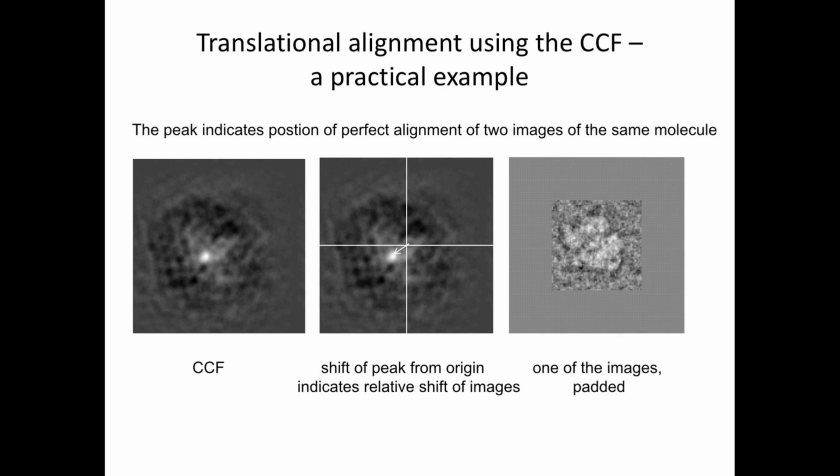And here's a practical example. I'm sorry I don't have the image of the second one. So here's one of the images padded, and then there's another one here. And the cross correlation is this here. And when we draw the two coordinate axes, we see a peak, very high correlation, which is shifted exactly by the vector that brings one object in superposition with the other one.